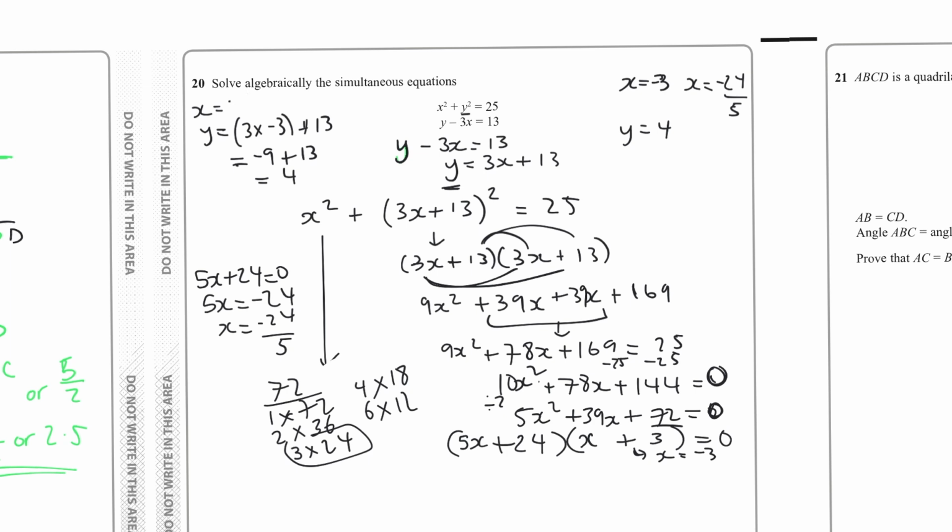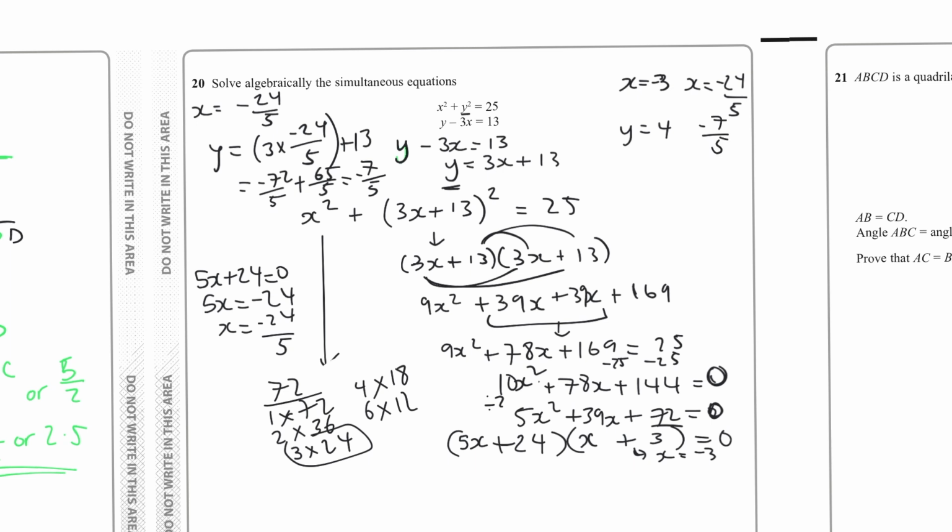And then for the other x value, when x is equal to minus 24 over 5, y would be equal to 3 times minus 24 over 5 plus 13, which will be minus 72 over 5 plus 13. Plus 13 to have the same denominator would change to plus 65 over 5, which would leave us with an answer of minus 7 over 5. And I hope that step to step also made sense.